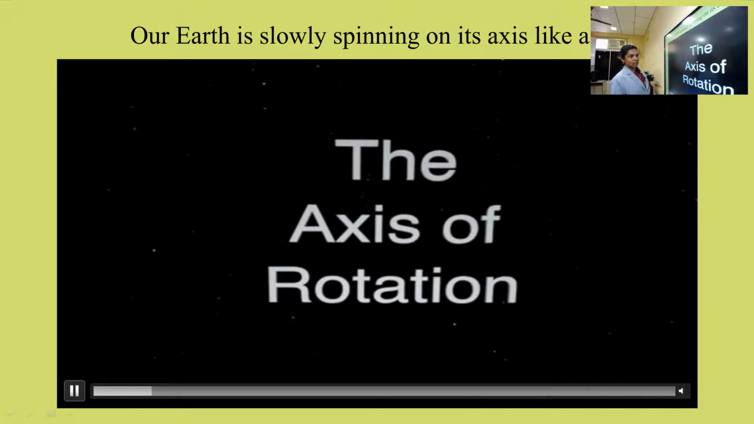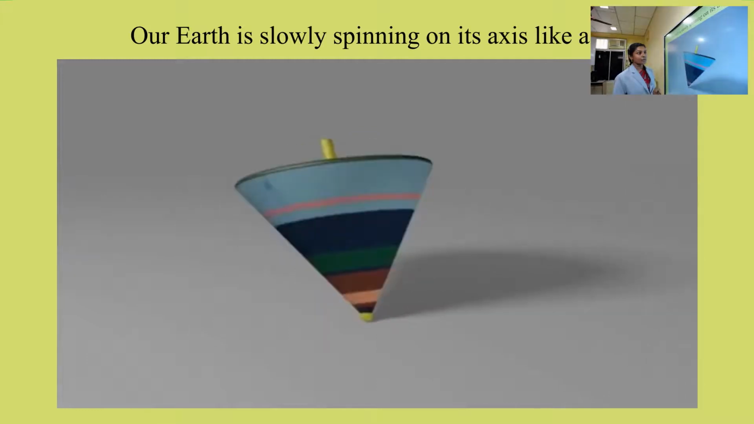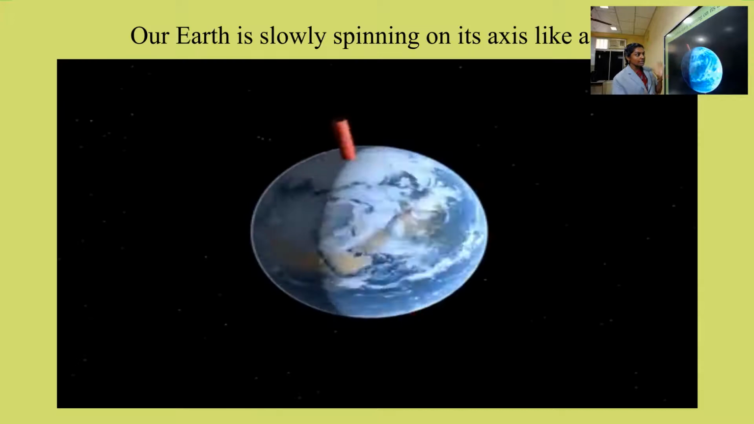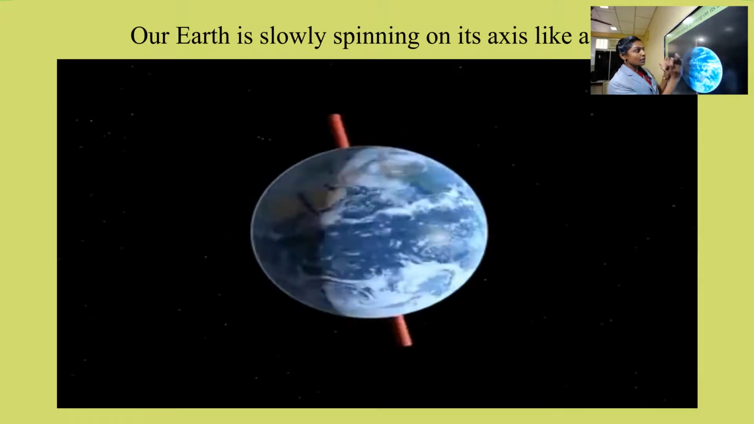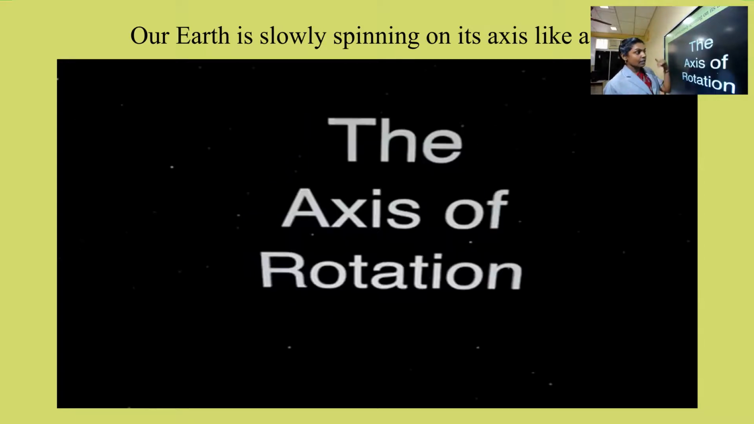So here we can see this is the top. It is moving. Isn't it? Is it jumping here and there? No. In the same way, our earth is also spinning on its axis. It is slowly moving on its axis without jumping here and there.